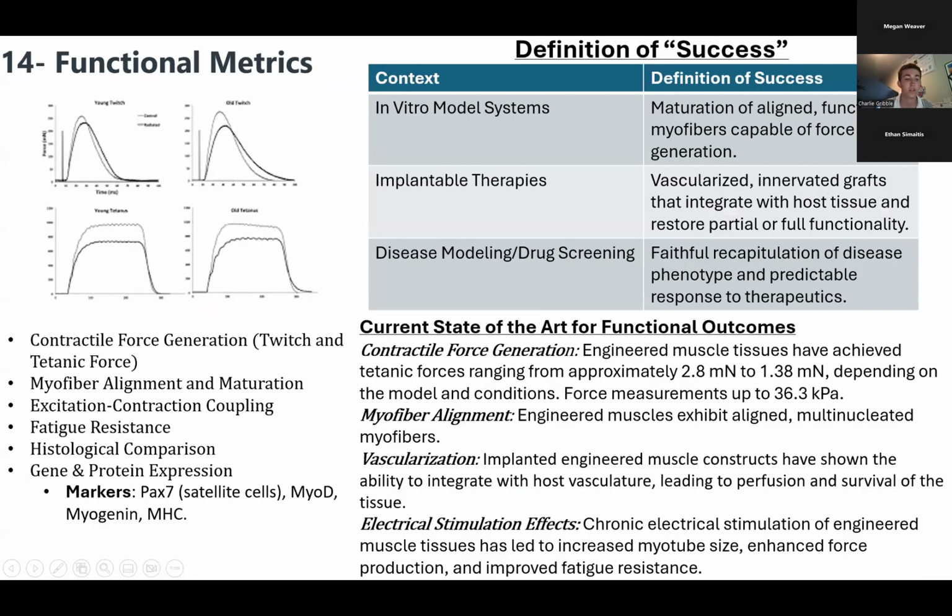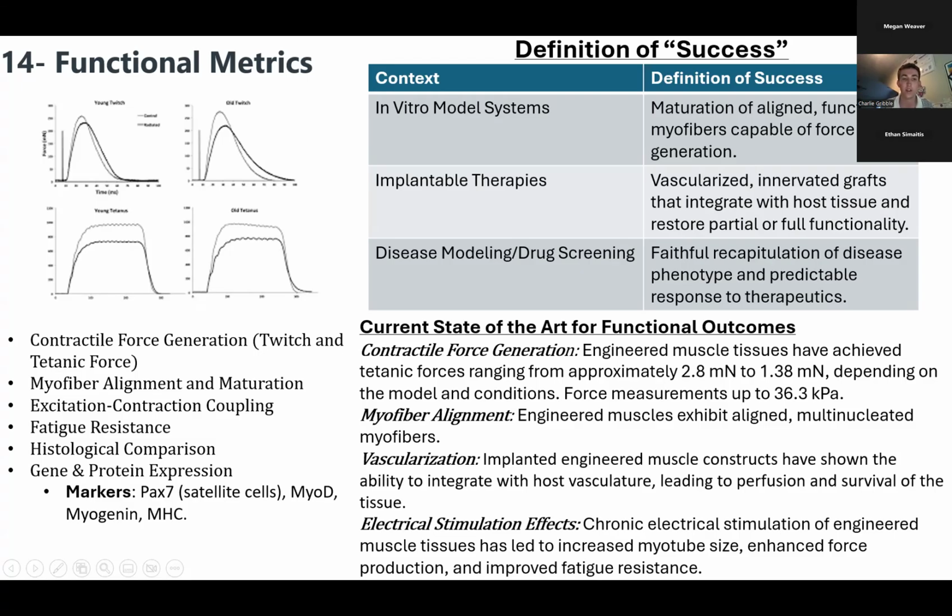Some of the functional metrics these different companies and labs use to test what their in vivo muscle tissues look like. First off, it's not really a shocker, but contractile force generation, including tetanic forces, something I'm sure everybody in this class has learned through 301 and 302. Myofiber alignment and maturation, excitation-contraction or EC coupling, fatigue resistance, and importantly, gene and protein expression as well.